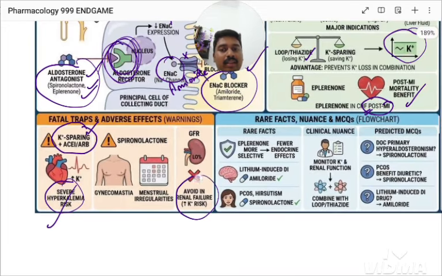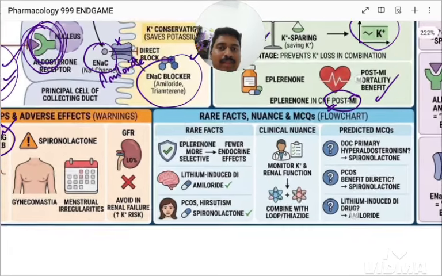Third is in renal failure, we'll have to avoid this, because in renal failure there is risk of hyperkalemia, because the kidney is not able to excrete potassium. So in this case also we'll not be using potassium sparing diuretics, because they can aggravate hyperkalemia. One drug which we can use to some extent in renal failure is a loop diuretic, that is furosemide.